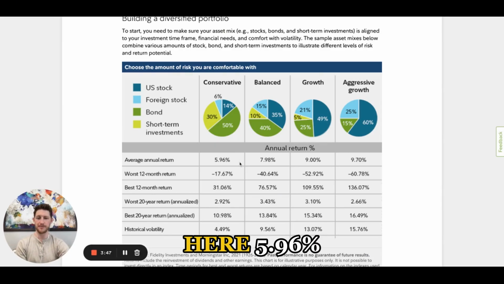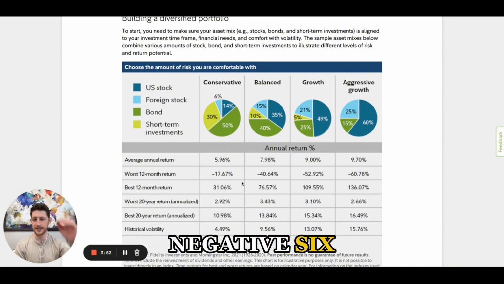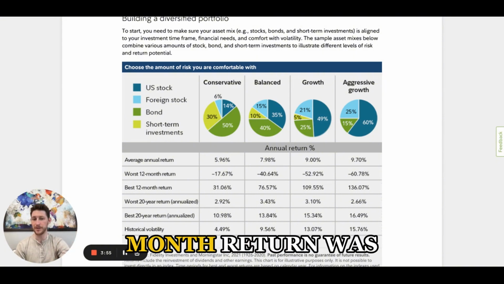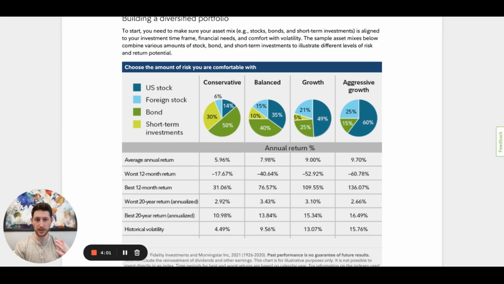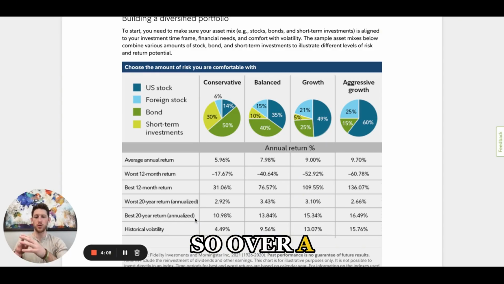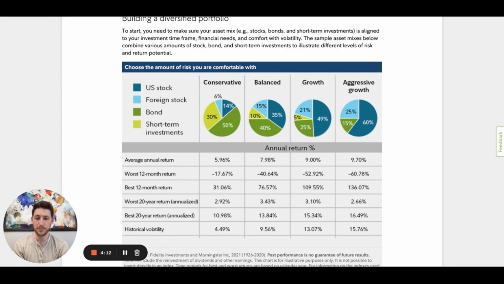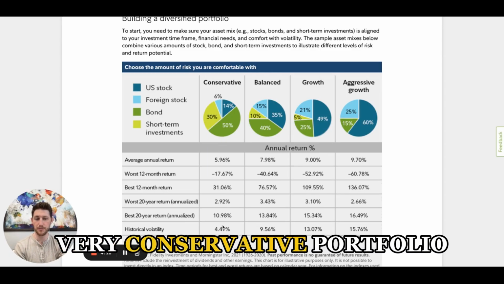Average annual return here is 5.96%. The worst 12 months was negative 17%. The best 12-month return was 31%. The worst 20-year annualized return was 2.92%. The best 20-year average annual return, over a 20-year span, was 11%. And historic volatility was 4.49. So that's a very conservative portfolio.